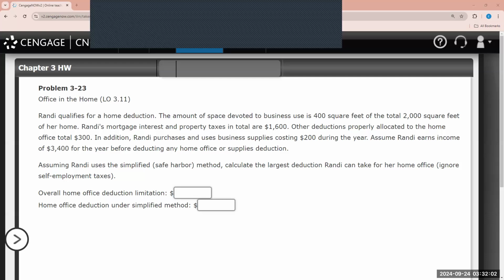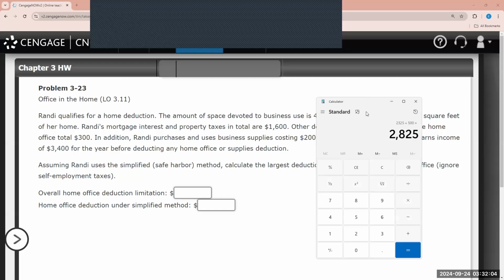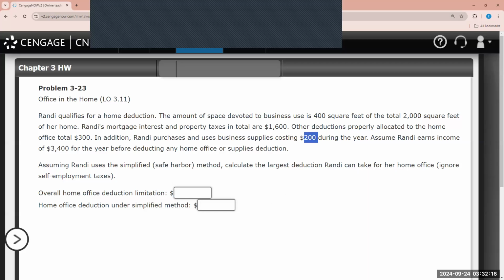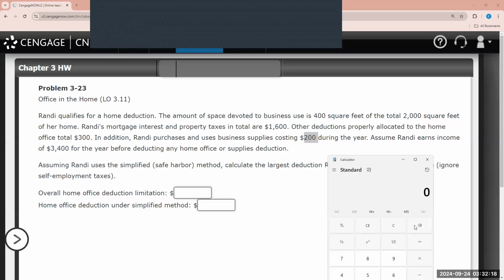Let's look at our gross income for the year. One key thing to keep in mind, right? Sometimes they throw information into the question that doesn't really impact what we're trying to do. So it says that she used business supplies costing $200. This has nothing to do with home office expenses.